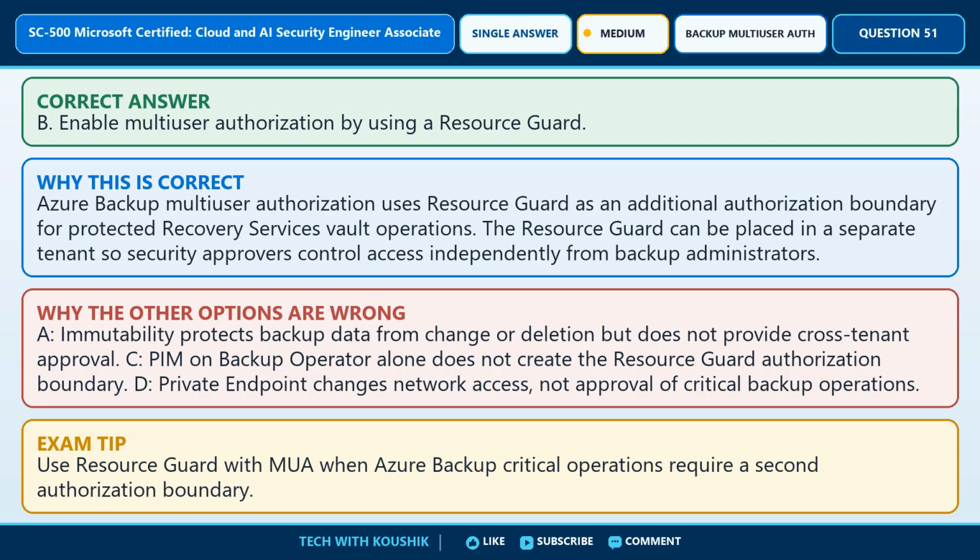A. Immutability protects backup data from change or deletion, but does not provide cross-tenant approval. C. PIM on backup operator alone does not create the Resource Guard authorization boundary. D. Private endpoint changes network access, not approval of critical backup operations. A useful examination rule is this. Use Resource Guard with MUA when Azure Backup critical operations require a second authorization boundary.